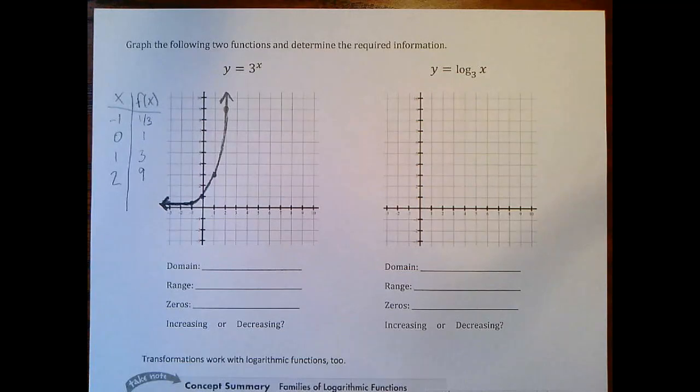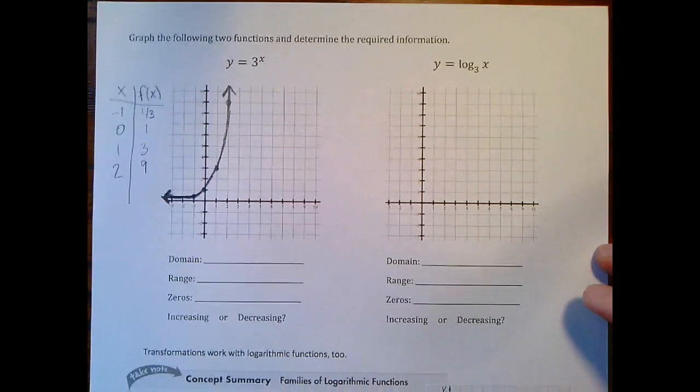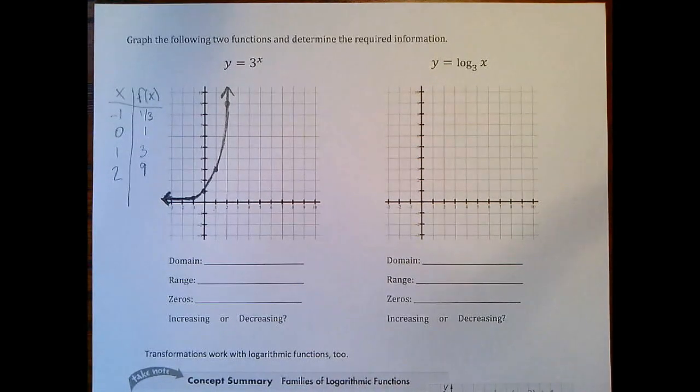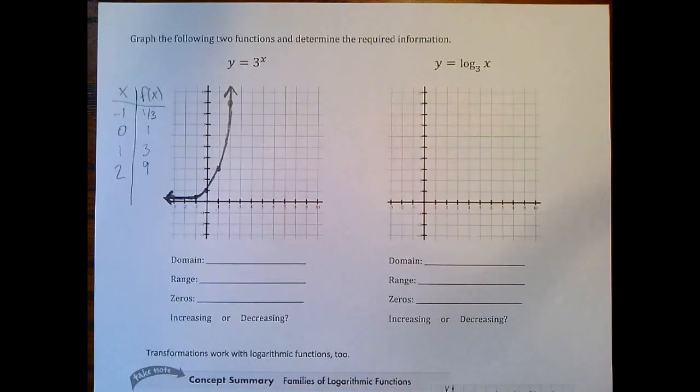So really fast, can we talk about the domain and the range? Pause the video here and see if you can actually list out the domain, range, zeros, and the increasing and decreasing before I do. So pause the video and try it for yourself.